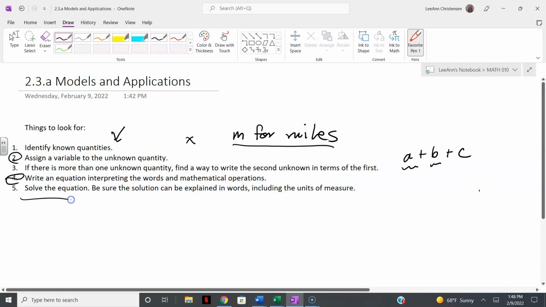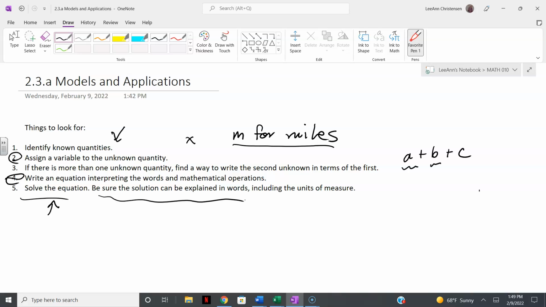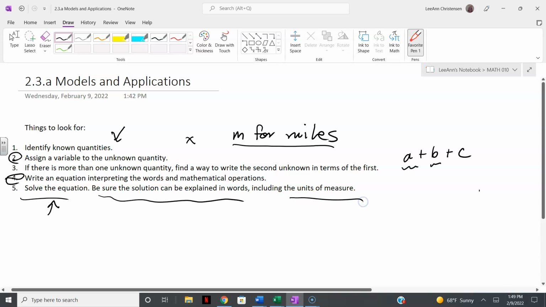Okay, and then step 5, solve the equation. So you forget it's a word problem here. You solve the equation. And then when you get an answer, you need to be able to say what that answer is. Like, oh, the box is 4 feet long and 6 feet wide, or whatever. You'll want to include units of measure. The person earned $200 or something like that.